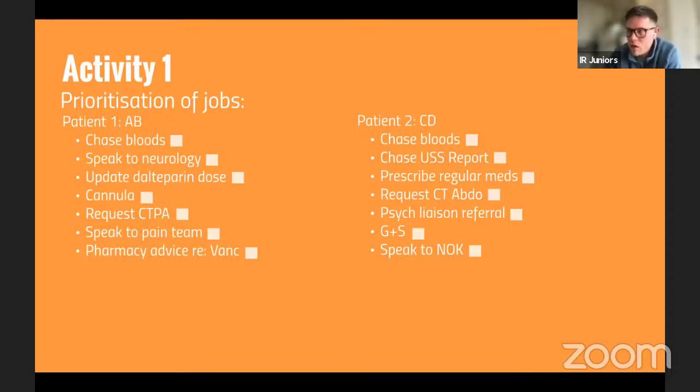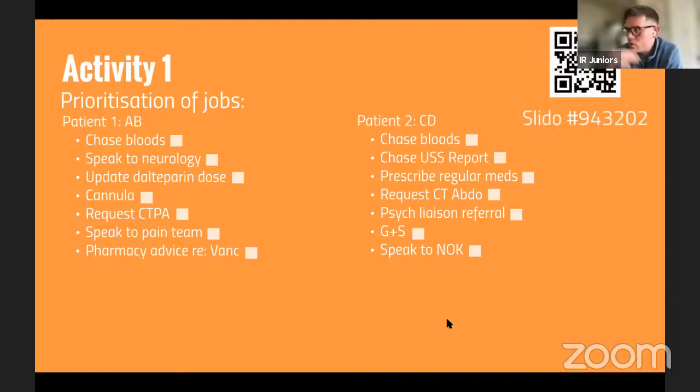I've put another poll here, so I'm just going to start that, and I should have a link to it as well. Just have a look at this one and think about where you'd rank these jobs and which ones need to go towards the top and be done first. I think it's just good to have a little think about this. I'll give you 20 or 30 seconds to try and do that.